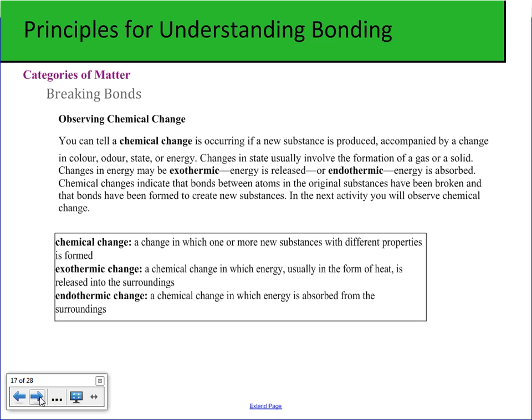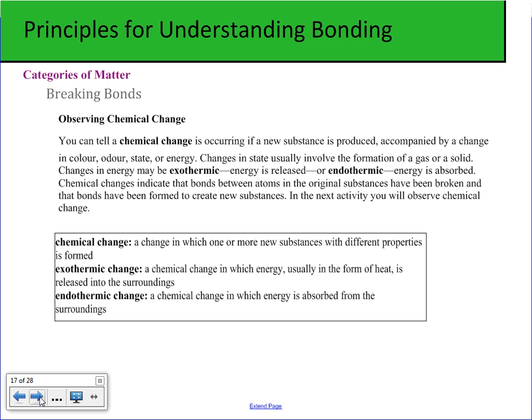So, observing chemical change. You can tell a chemical change is occurring if a new substance is produced, accompanied by a change in color, odor, state, or energy. Changes in state usually involve the formation of a gas or a solid. Changes in energy may be exothermic, where energy is released, or endothermic, where energy is absorbed. Chemical changes indicate the bonds between atoms in the original substances have been broken, and new bonds have been formed to create new substances. In the next activity, we will observe chemical change.